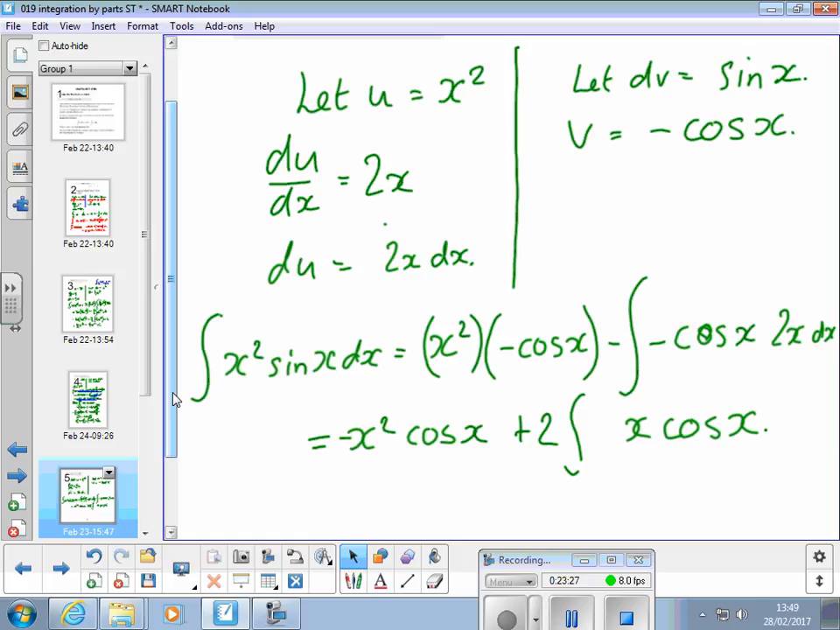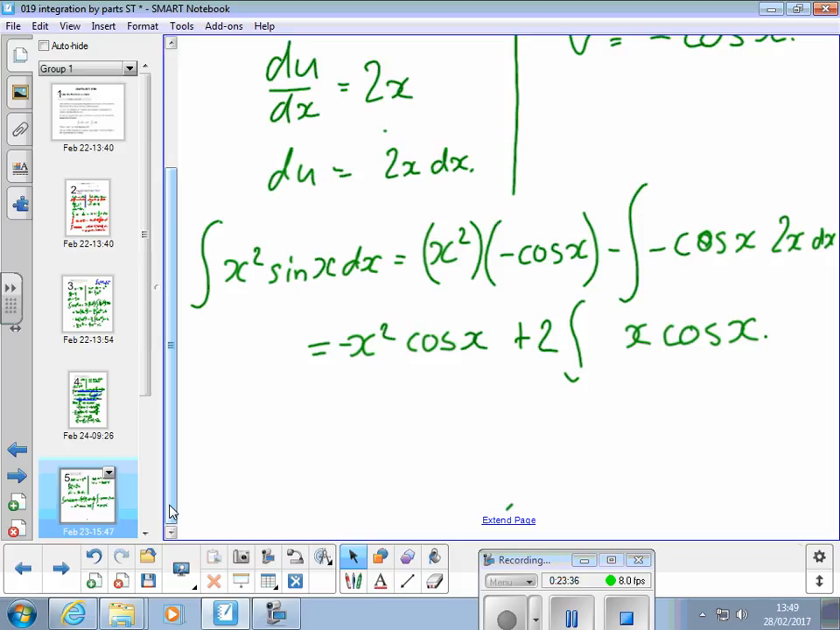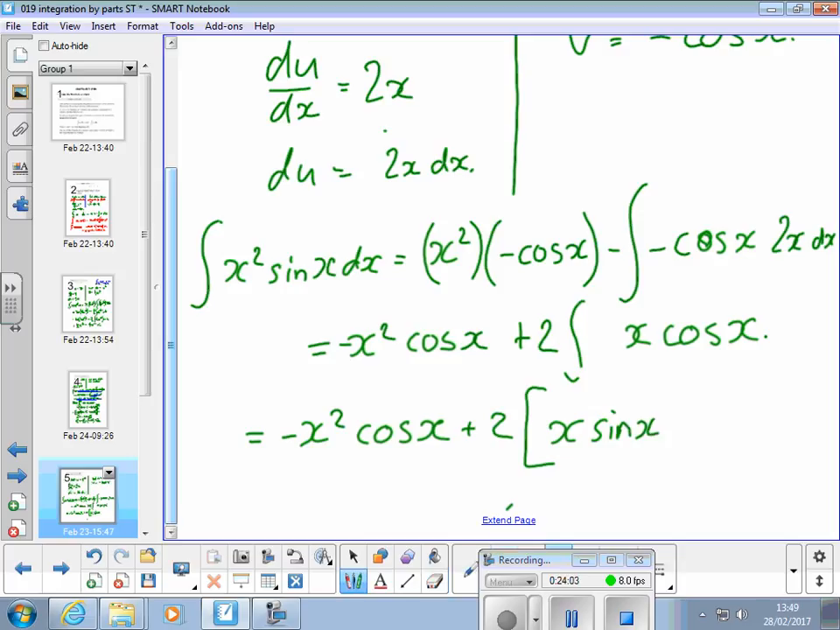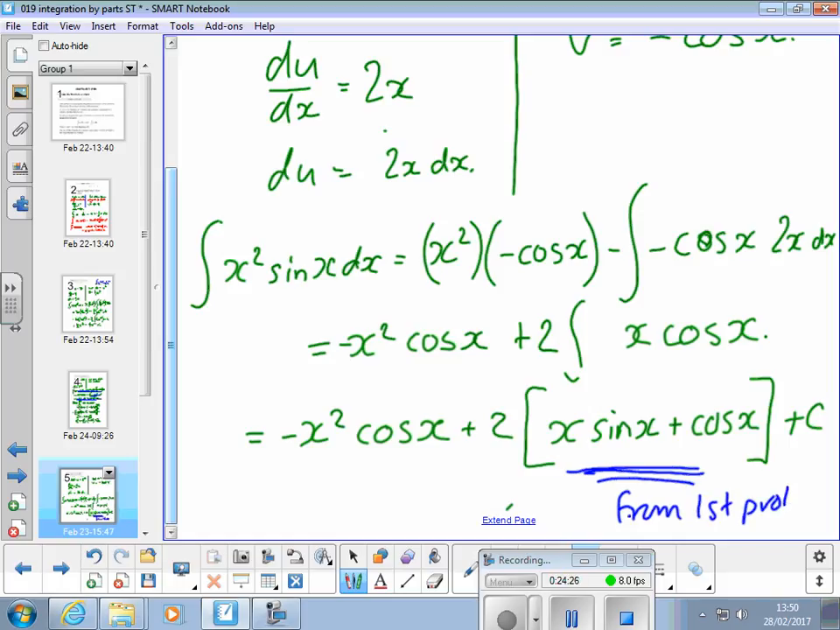We've already done x cos x in the first problem that we had a go at. So we can borrow that answer and say that the answer to this is equal to minus x squared cos x plus 2 times whatever the answer to that first problem was: x sin x plus cos x, all plus c. And that bit was from the first problem, for the notes.